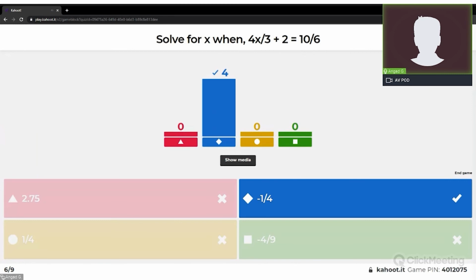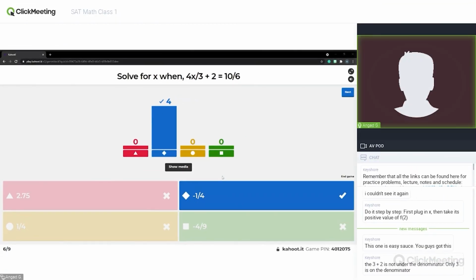All right, so everyone got this right. I'm assuming one person ran out of time. But yeah, the answer is negative 1/4. All right, cool.